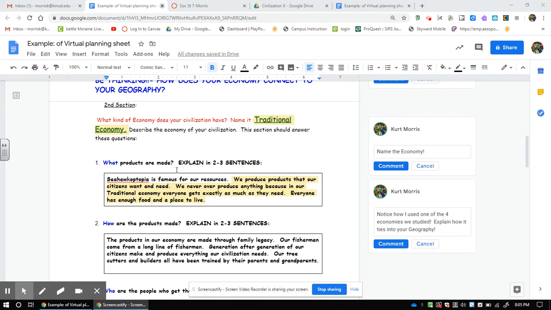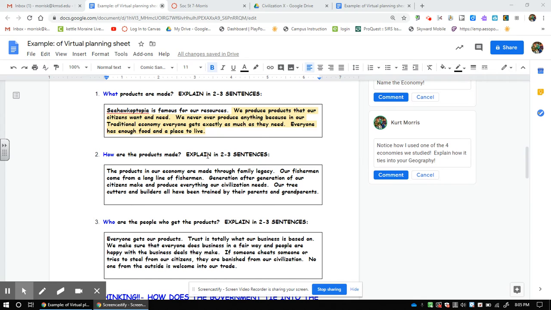So check this out. Seacotopia is famous for its resources, right? It's fish, it's water, it's woods. We produce products that our citizens want and need. We never overproduce anything because of our traditional economy. Everybody gets exactly what they need, and everyone has enough food and a place to live. That's exactly what a traditional economy was that we talked about previously in our economy unit. So you can pick one of the four that we talked about, and you can go through and answer these questions using it, but of course, put your theme of your civilization in.